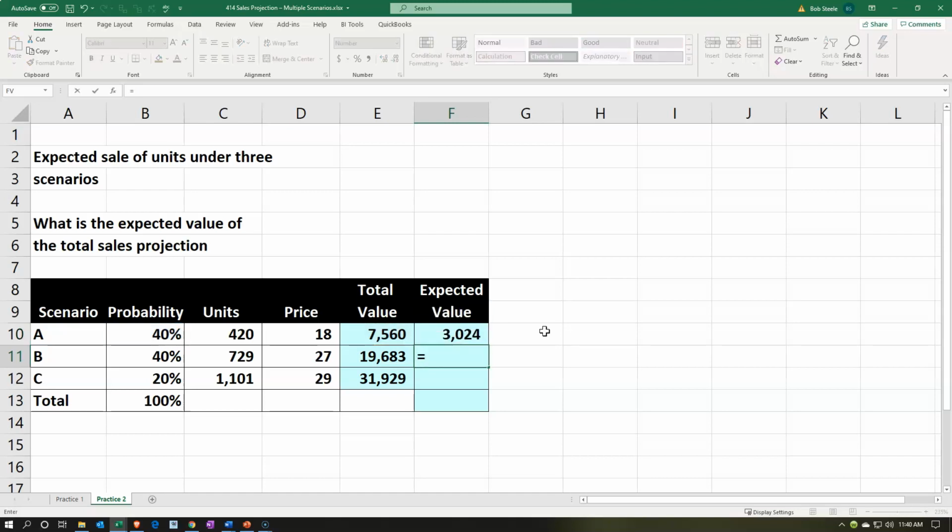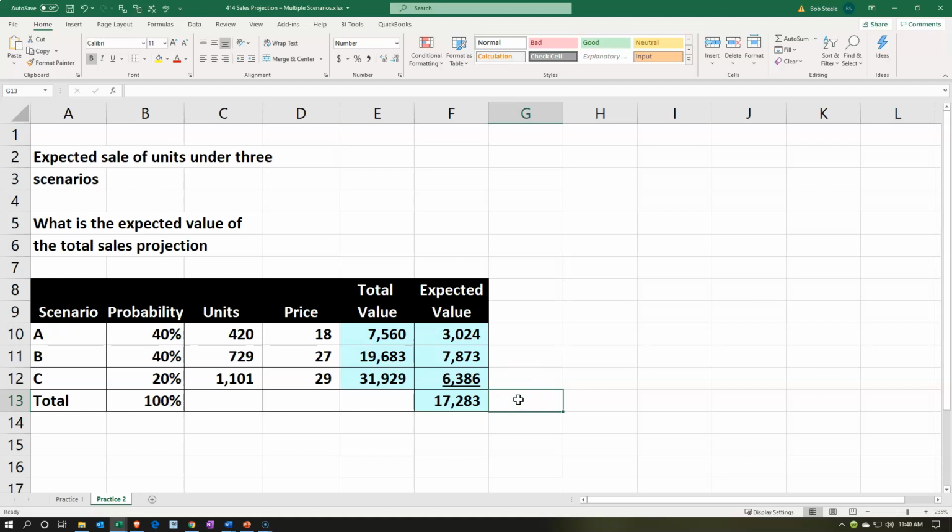Let's take the 40% times the 19,683. Let's take the 20% times the 31,929. And if we sum those up, adding them up, we can get to our projected total number using this method. So once again, this can be a useful method in certain situations where there's going to be different scenarios in the future to try to apply out and push forward what that projected number should be.